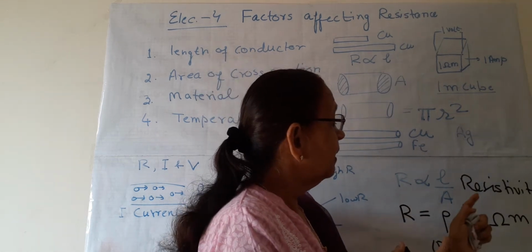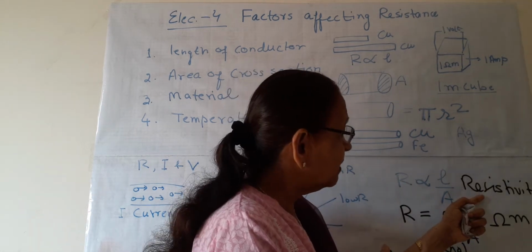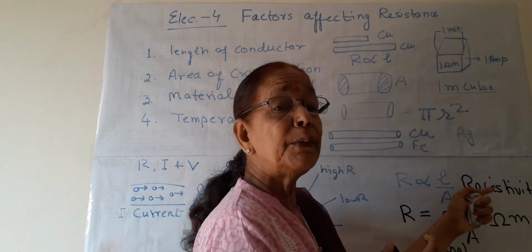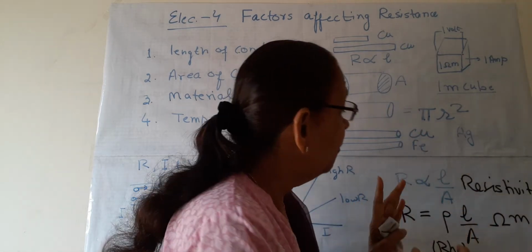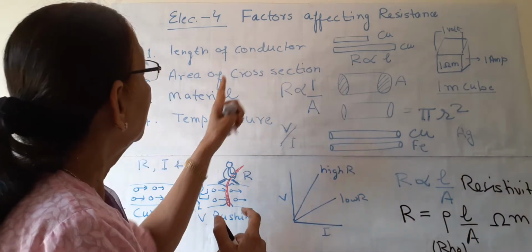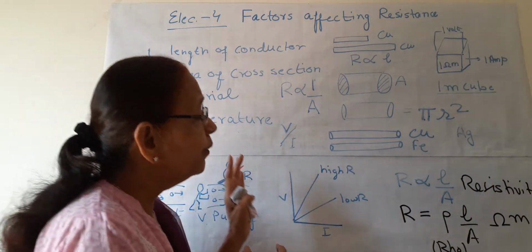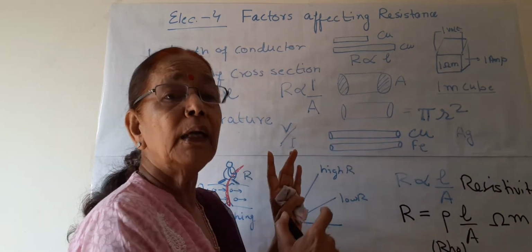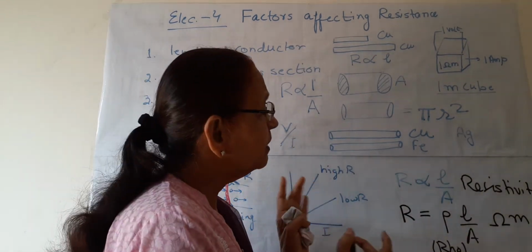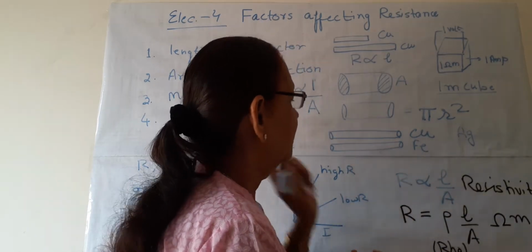So this is special resistance or specific resistance, and it only depends upon the material of the conductor, while resistance depends upon so many things. Its unit is omega meter, while the unit of resistance is only omega. So this is the difference between resistivity and resistance.